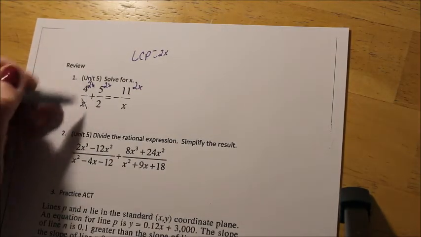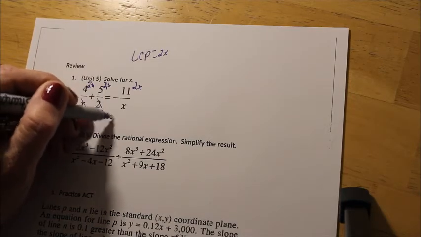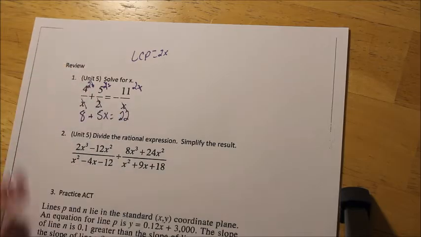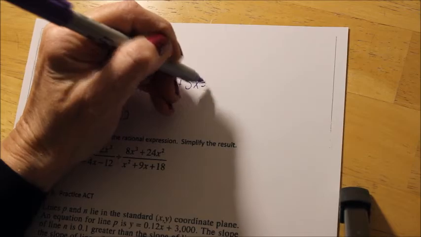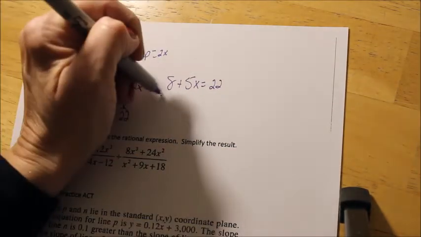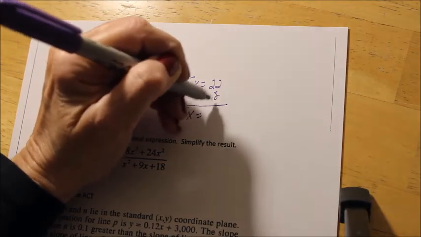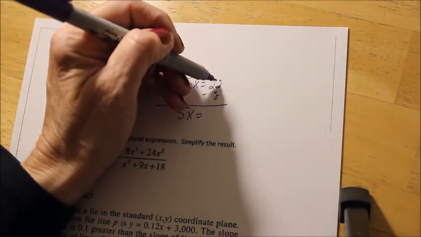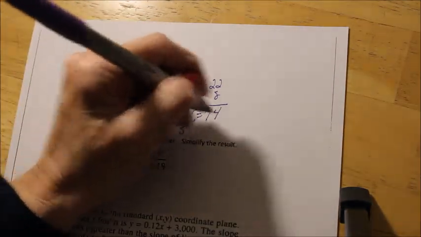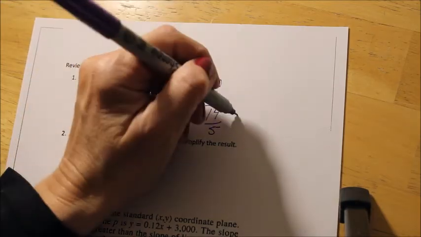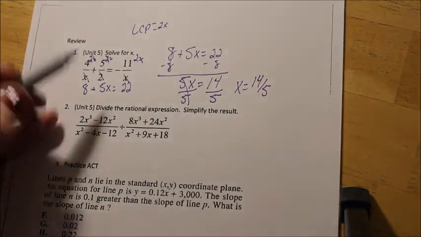The x's cancel. We have 8. The 2's cancel. We have 5x. The x's cancel. We have 22. And then you're going to solve that. Pretty nice. So we're going to subtract 8. What is that? 14, right? And then you're going to divide by 5. And we get x equals 14 over 5.